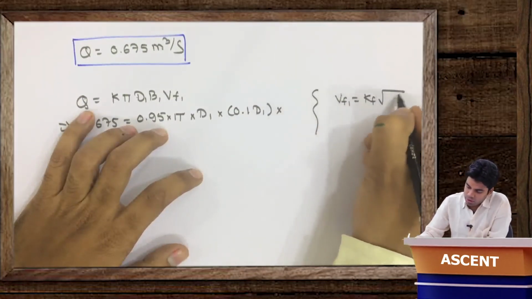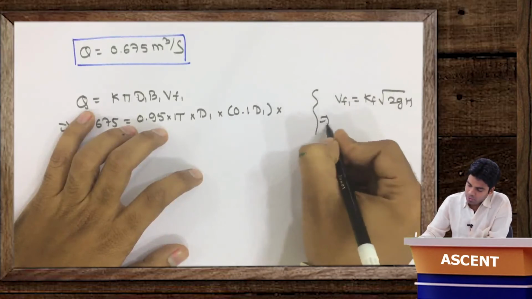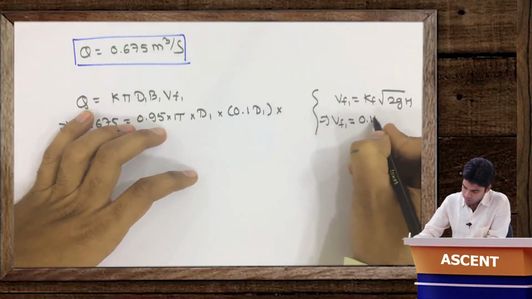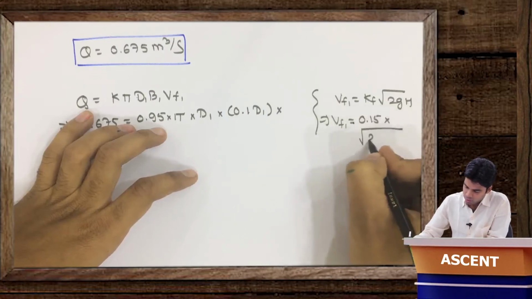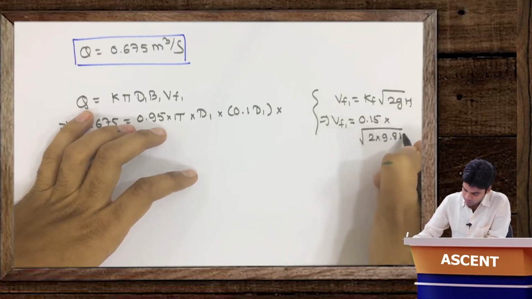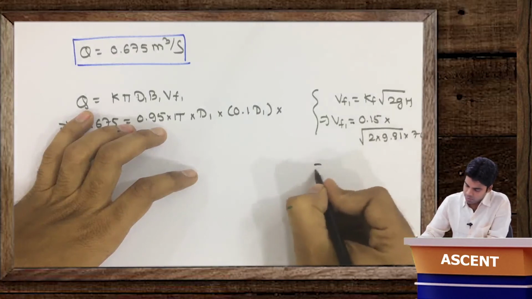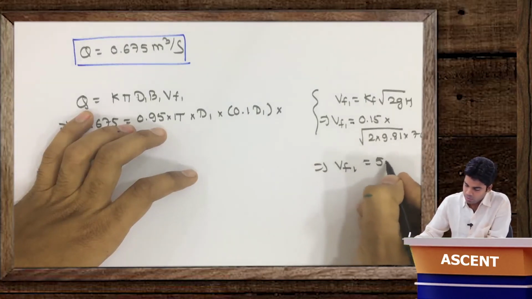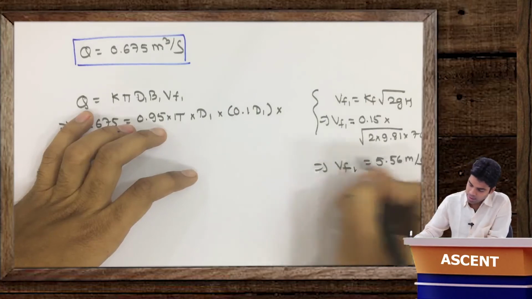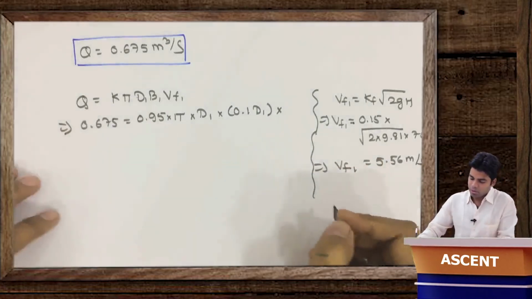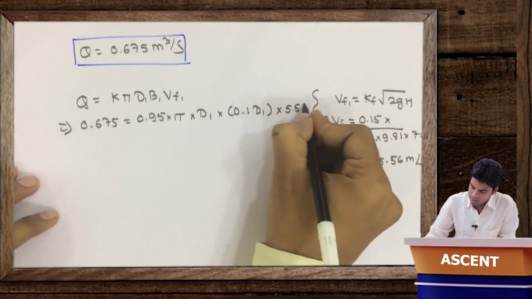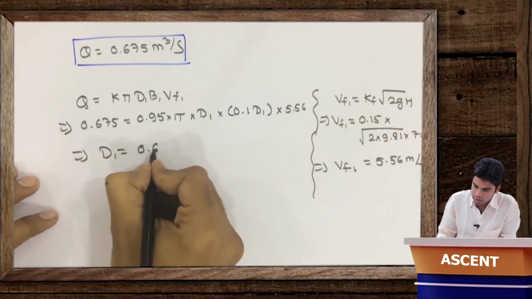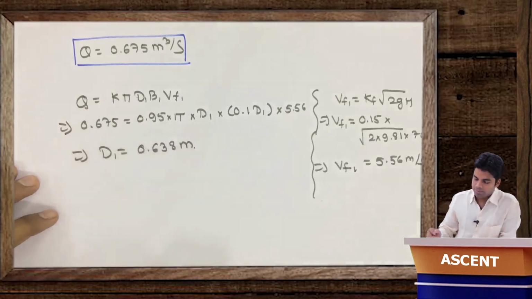Vf1 is Kf root 2gh. So from here this vf1 is equal to Kf, which is given as 0.15, into root 2gh. Head is 70 meter, so this vf1 will be equal to 5.56 meter per second. Getting this? Just put the value 5.56, so from here we can get the value of this d1, which will be equal to 0.638 meter.